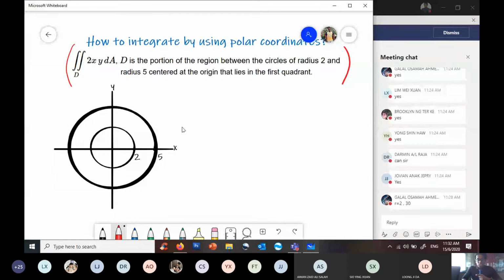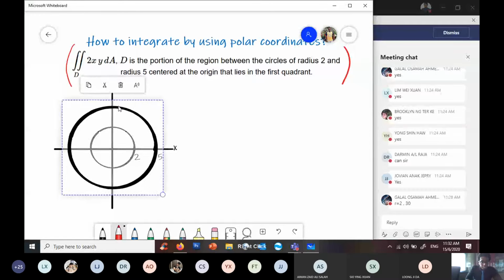One circle of radius 2, so I actually draw it here. One circle of radius 2 and another circle of radius 5, centered at the origin, alright? So I draw it correctly here. That lies in the first quadrant. So it is the portion between the circles lying in the first quadrant. If I want to shade it, it's going to be something like this.